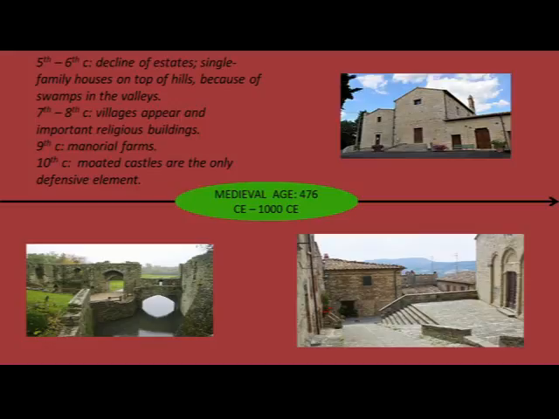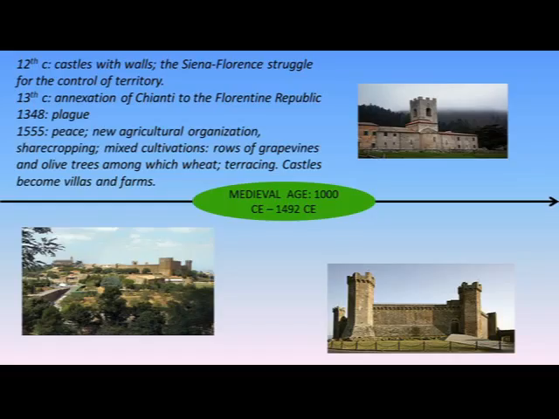5th and 6th century, decline of estates. Single-family houses on top of hills because of swamps in the valleys. 7th and 8th century, villages appear and important religious buildings. 9th century, manor farms. 10th century, mounted castles are the only defensive element. 12th century, castles with walls. Siena and Florence struggle for the control of territory. 13th century, annexation of Chianti to the Florentine Republic.